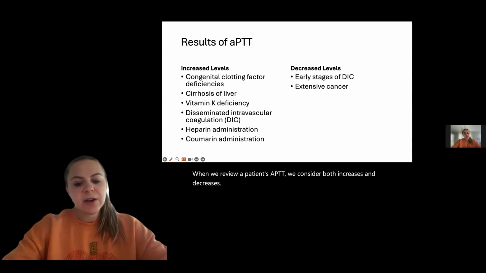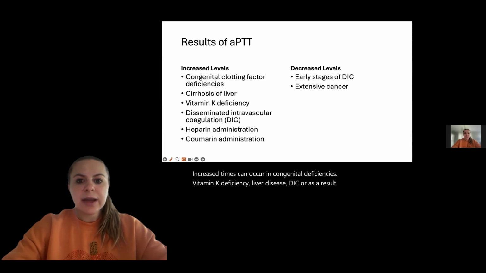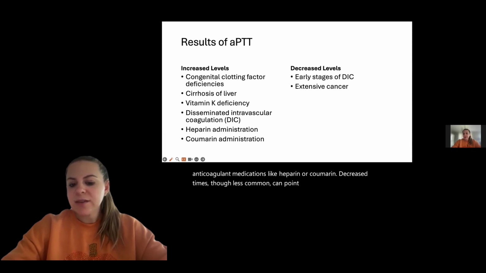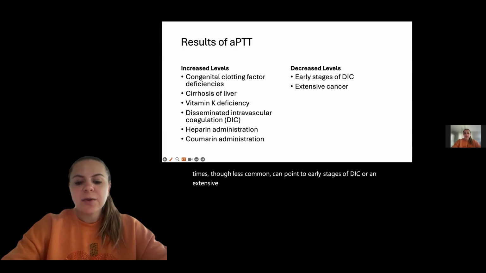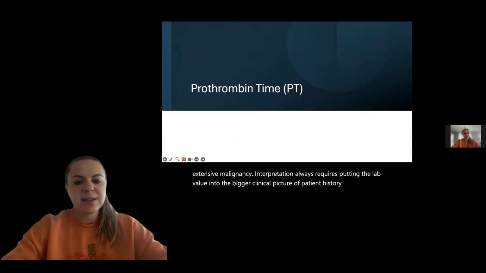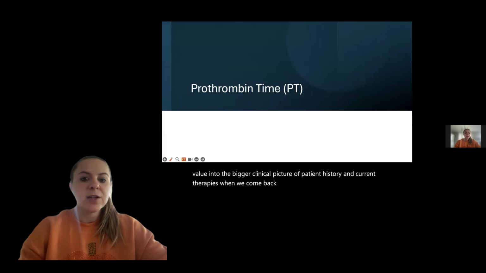When we review a patient's APTT, we consider both increases and decreases. Increased times can occur in congenital deficiencies, vitamin K deficiency, liver disease, DIC, or as a result of anticoagulant medications like heparin or coumarin. Decreased times, though less common, can point to early stages of DIC or an extensive malignancy. Interpretation always requires putting the lab value into the bigger clinical picture of patient history and current therapies. When we come back, we will look at prothrombin time.